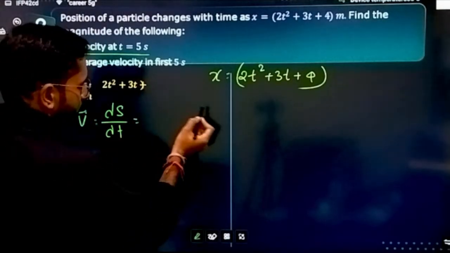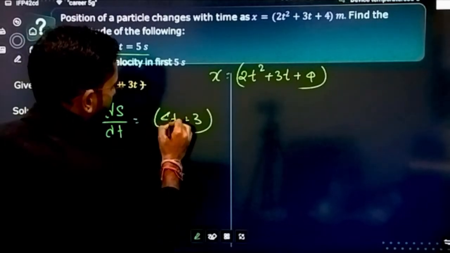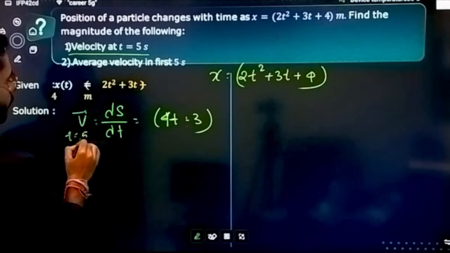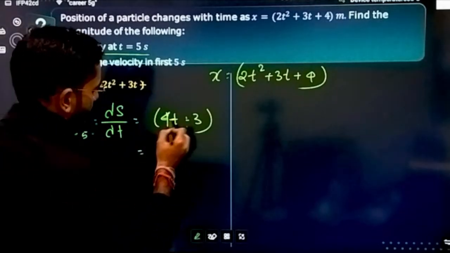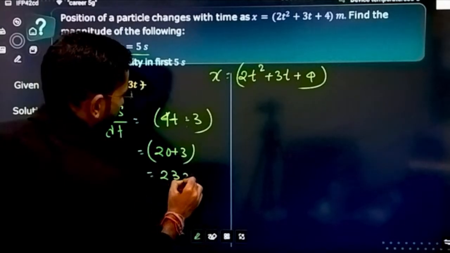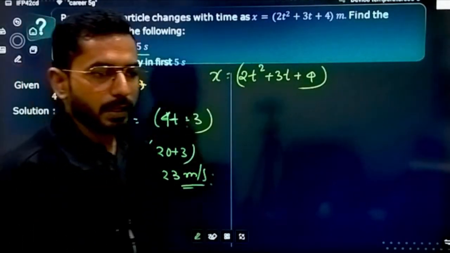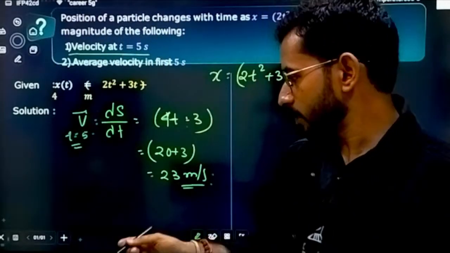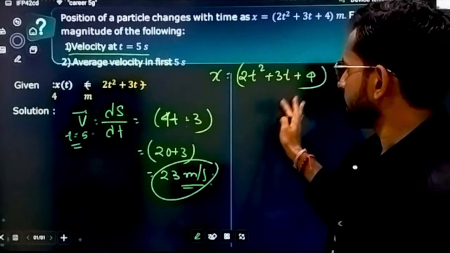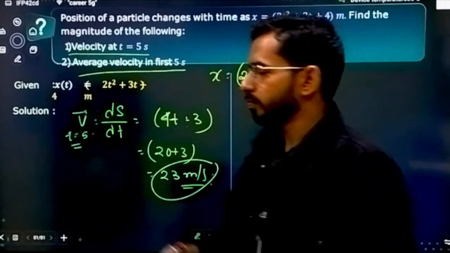That will be equal to the differentiation, which, if you know, will be 4t plus 3. Now put t equals 5 here. When you put t equals 5, it will be 20 plus 3, which equals 23 meter per second. At the moment t equals 5 seconds, the speed with which it is moving is 23 meter per second. Calculations are fine.